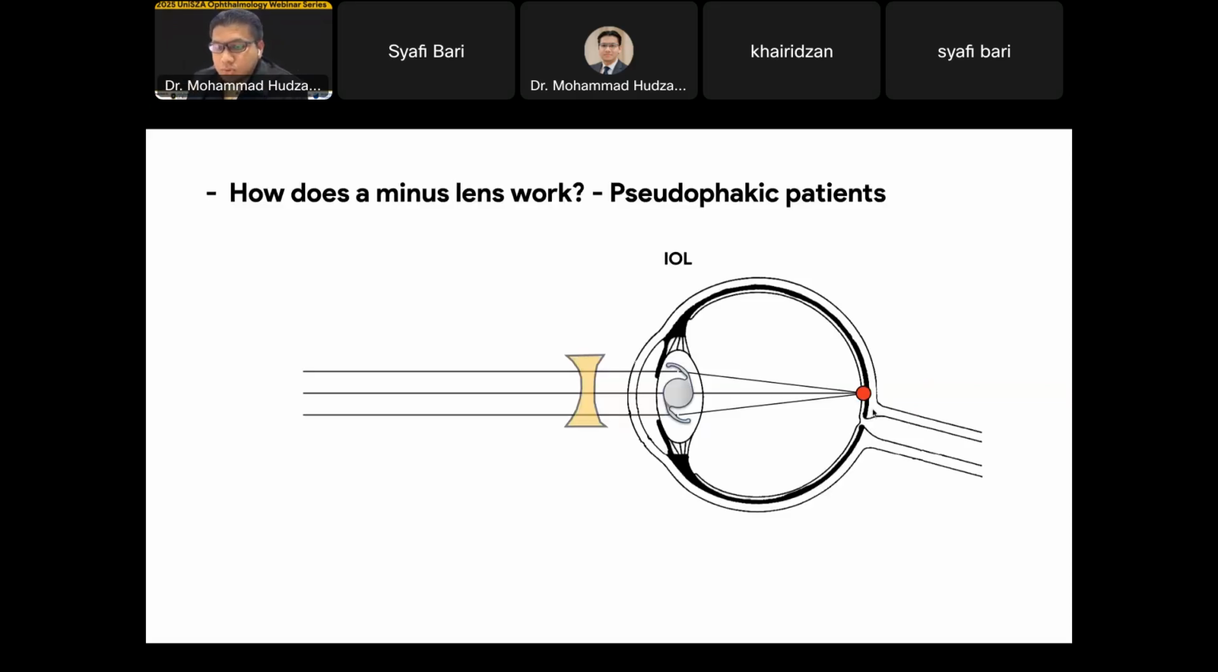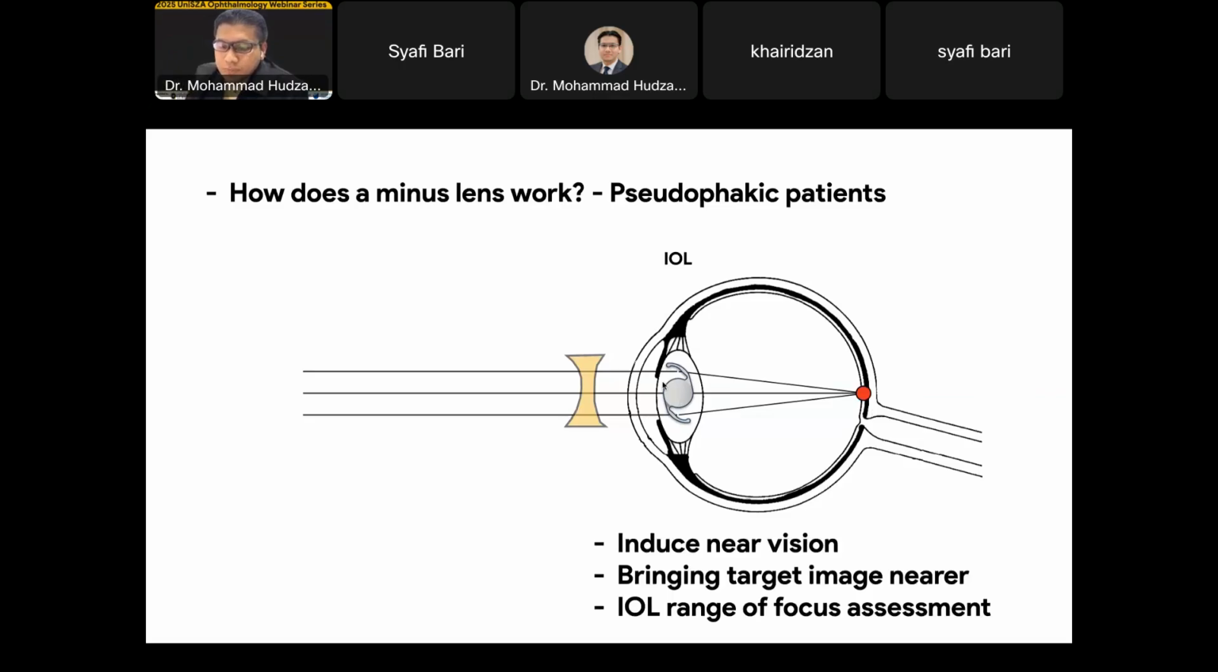How about in the case of a pseudophakic patient? When you put the minus lens onto a pseudophakic patient, this will induce near vision. How? By bringing the target image nearer. By putting a minus lens, you are basically bringing the image nearer to you. I'll show you later, but this is the point that I want to stress. By putting a progressive minus lens, we are basically bringing the image closer to us so that we can assess the vision as if the patient is seeing the image at a different distance.